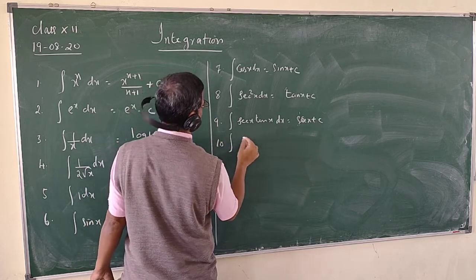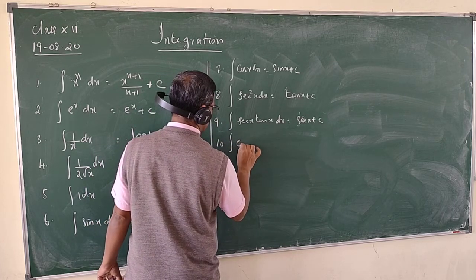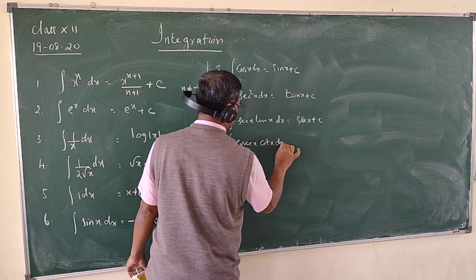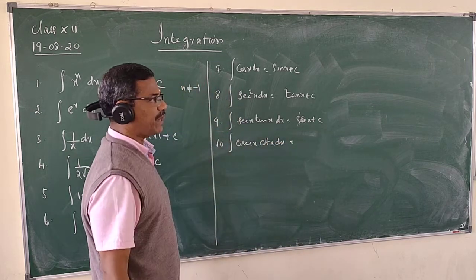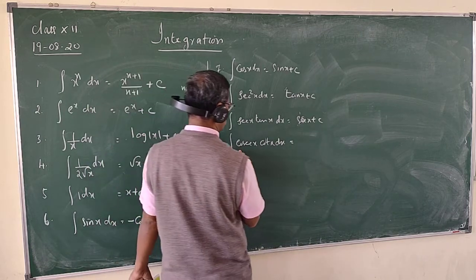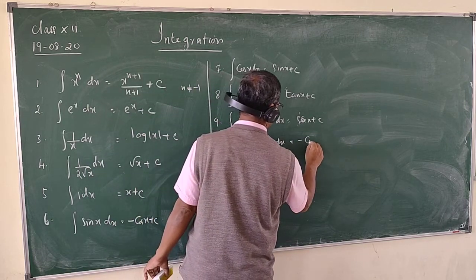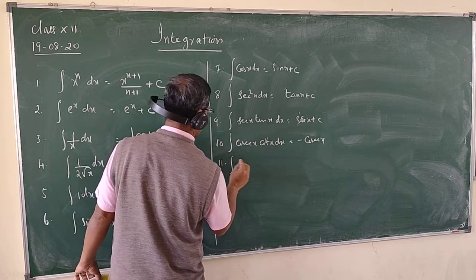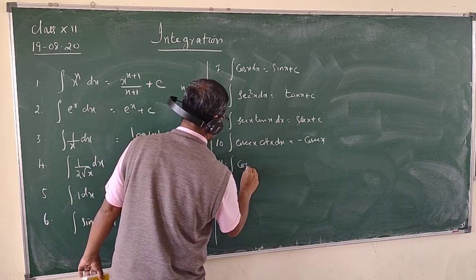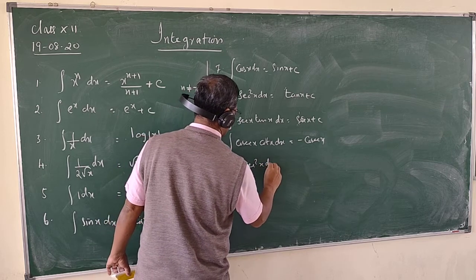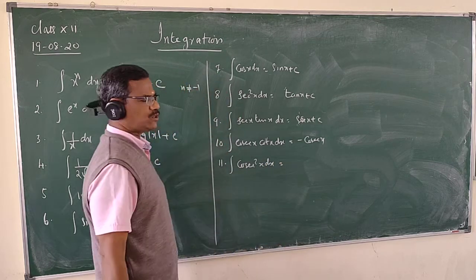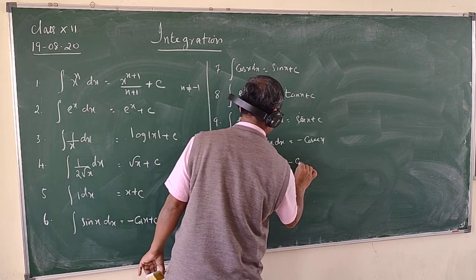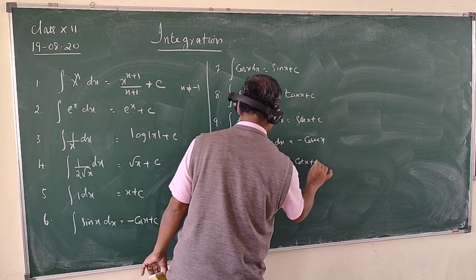Integral of cosec x cot x. You know that the derivative of cosec x is minus cosec x cot x. So cosec x cot x integral is minus cosec x. Then integral of cosecant square x. You know that the derivative of cot x is minus cosecant square x. So integral of cosecant square x is minus cot x plus c.